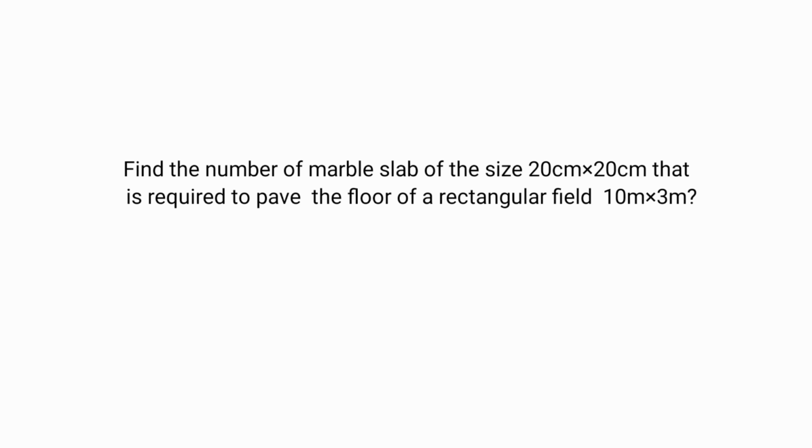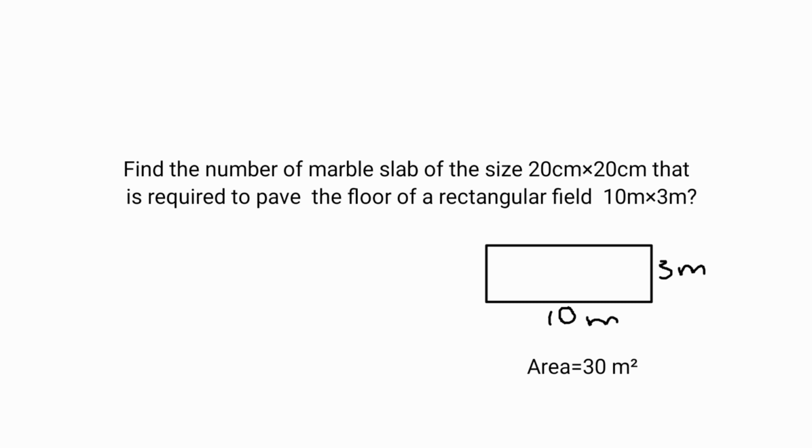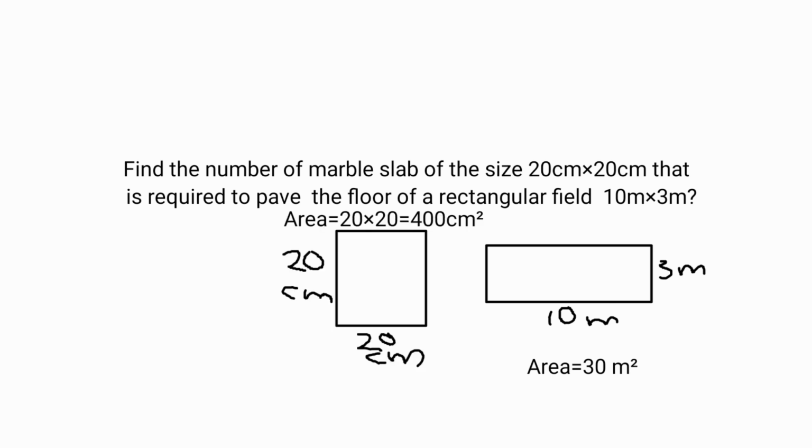Here, we have a rectangular field. Size of the field is given as 10 meter by 3 meter. So what will be the area of the field? That is length into breadth. So 10 into 3, 30 meter squared will be the area of the rectangular field. Now, we can find out the area of one marble slab. Here the size is given as 20 centimeter by 20 centimeter. So, the area will be 20 into 20, that is 400 centimeter squared.